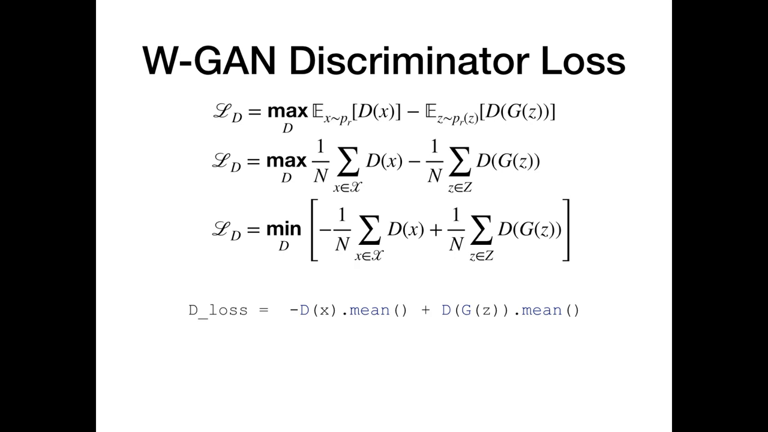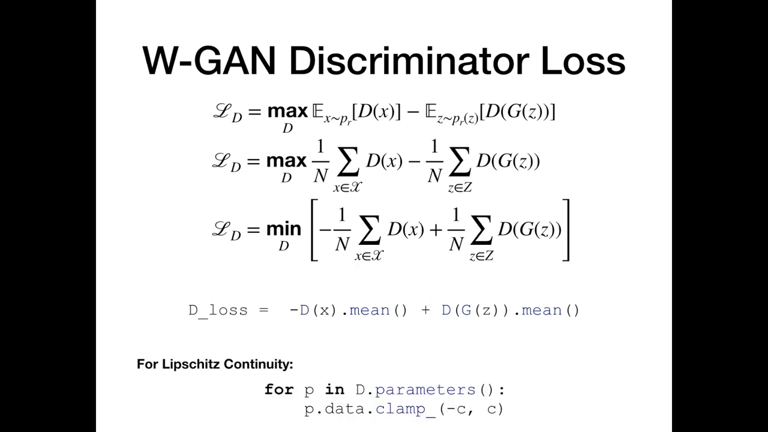The other thing that we need to look out for is to make sure that our discriminator is Lipschitz continuous. As mentioned in the previous slide, we do this by clipping the absolute values of each of the weights in the discriminator to be less than some predefined constant c. We can implement this in code through this very simple formulation shown below.